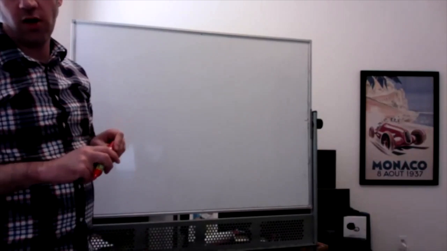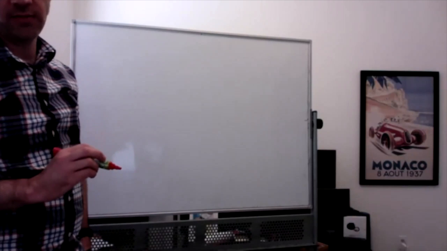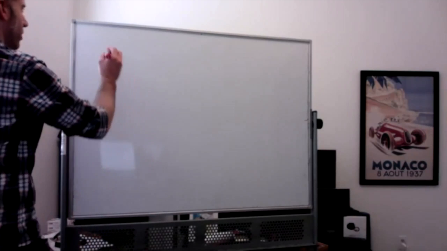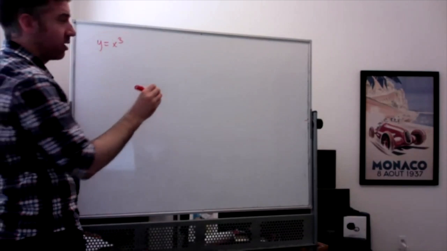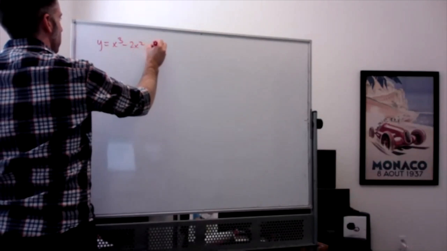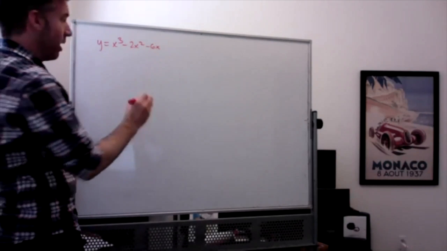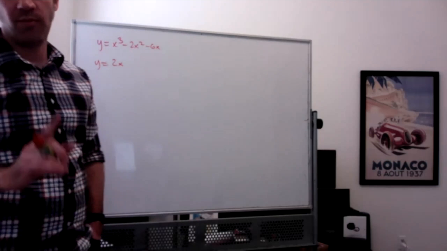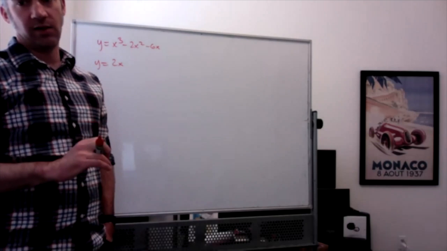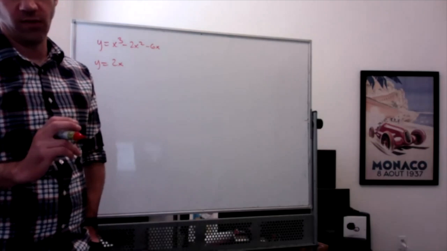This one says, let R be the region in the XY plane enclosed by the graphs of y equals x cubed minus 2x squared minus 6x and by y equal to 2x. Set up, but do not evaluate, an integral formula for the area of the region.